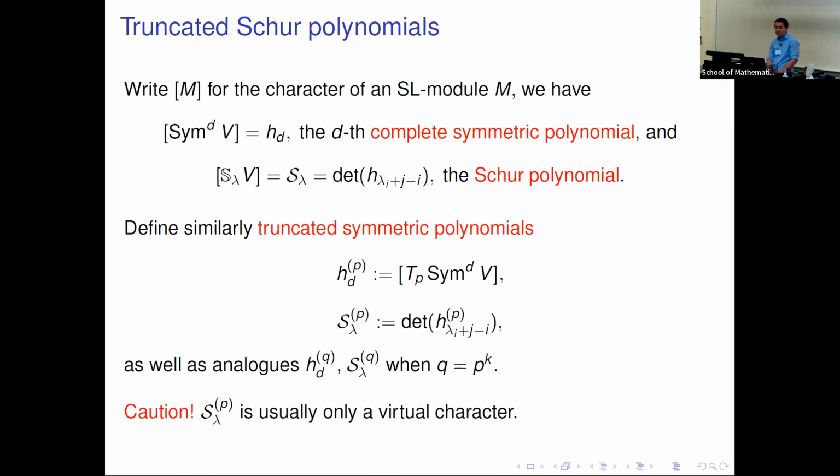And then there are truncated versions of this. So if you look in the truncated symmetric algebra in degree D, this is a nice symmetric polynomial. It's the sum of monomials where no exponent is D or higher, yes? And you can then define a new symmetric polynomial, this truncated Schur polynomial, by using Jacobi-Trudi and replacing the complete symmetric polynomials with these truncated ones, okay? Well, what's going to happen is that typically this is not going to be the character of a representation. It's only going to be virtual.